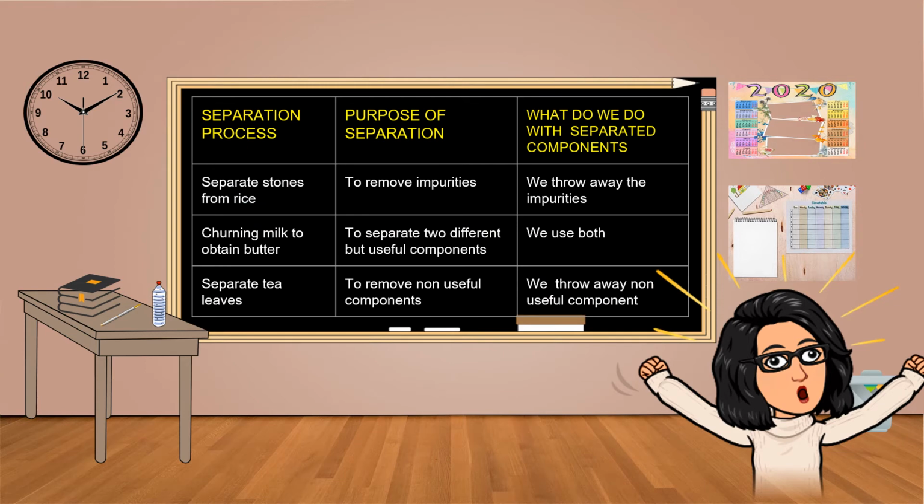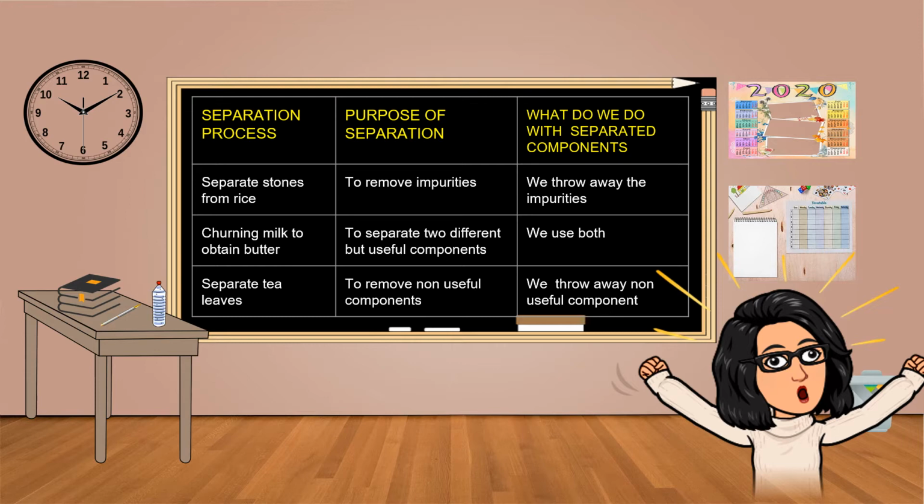Let's see how we can separate these impurities from our mixtures. Let's see various processes, the purpose of the separation, and finally, once we have separated these impurities, what do we do with them? Separate stones from rice. Yes, stones from rice means stones are impurities. And impurities are waste. So, we don't do anything with them, but we throw them away. Churning milk to obtain butter.